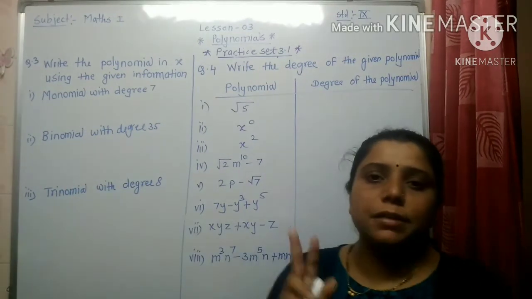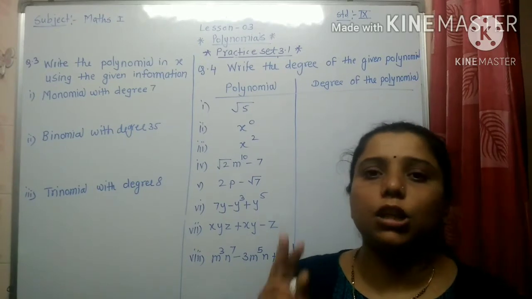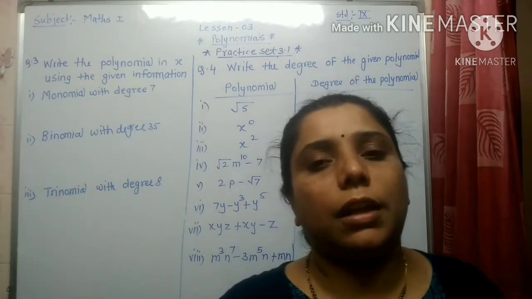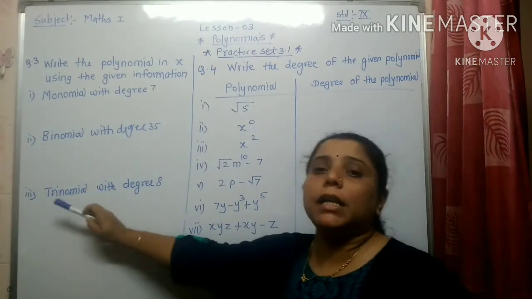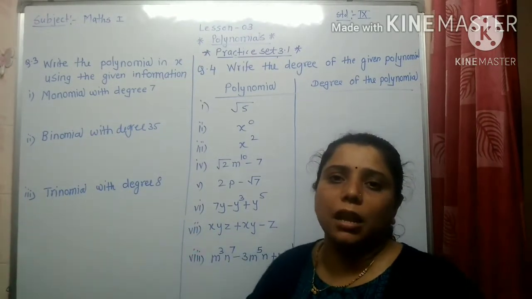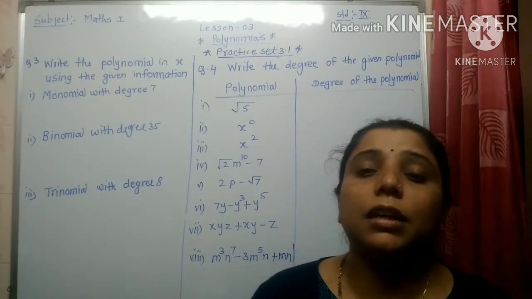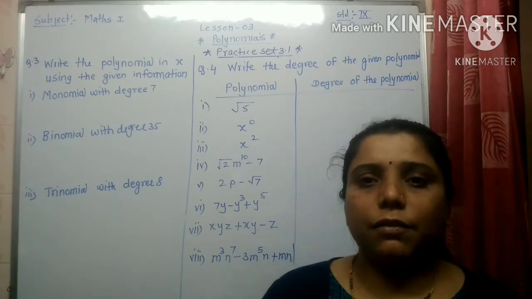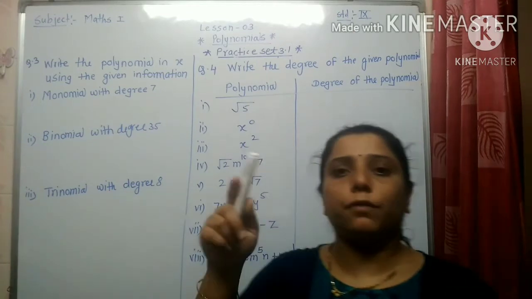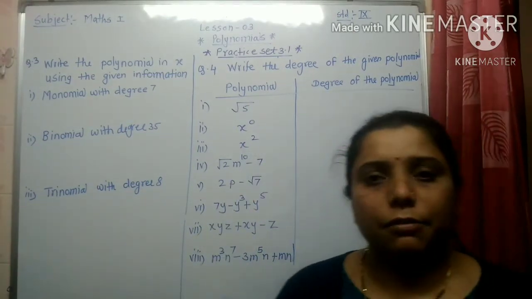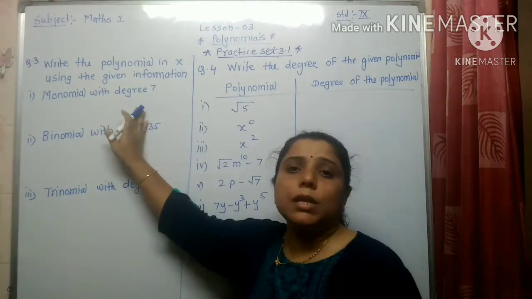Binomial: bi means two, nominal means term. When an algebraic expression contains two terms, then that particular expression is called a binomial. Similarly, trinomial. Tri means three, nominal means term. When an algebraic expression contains three terms, then we call it a trinomial. You already discussed that flow chart in the previous video. So with the help of that concept, we will now start writing.